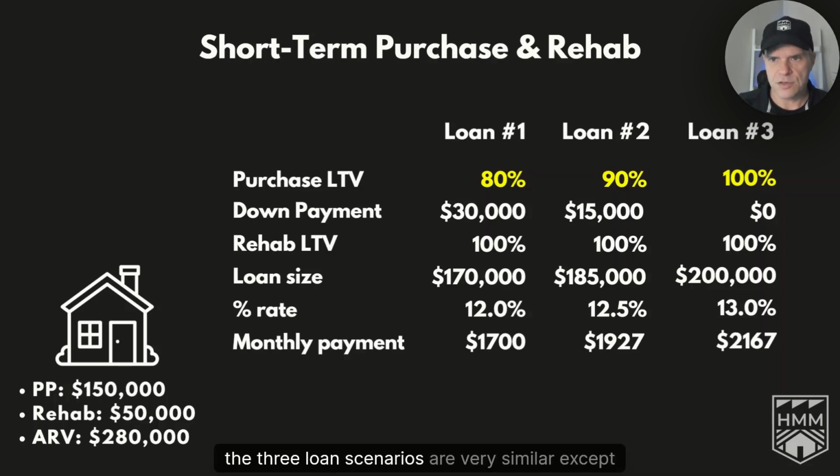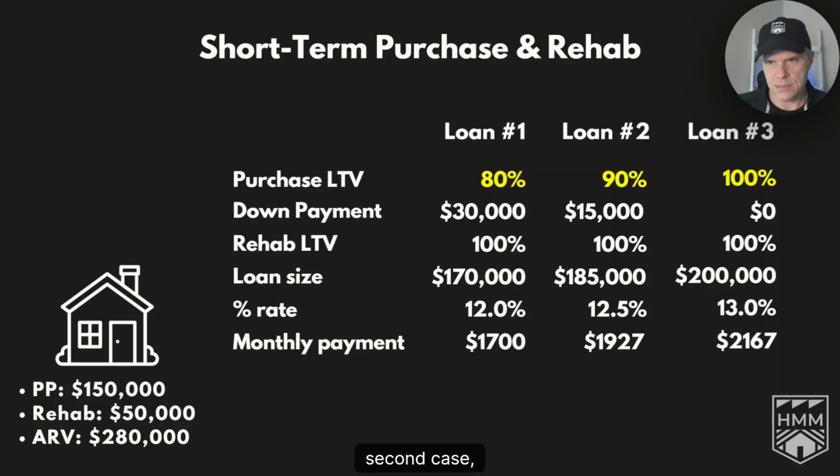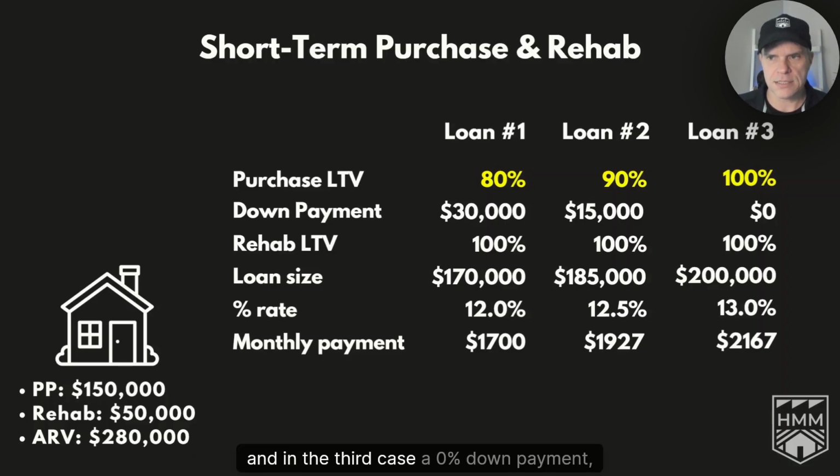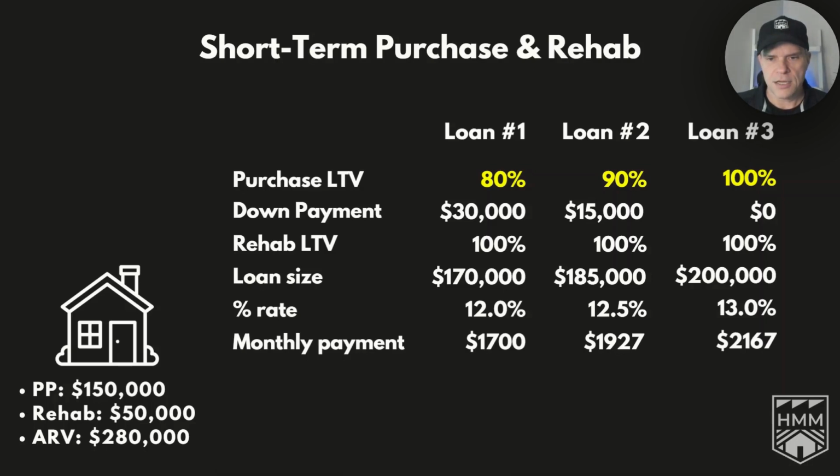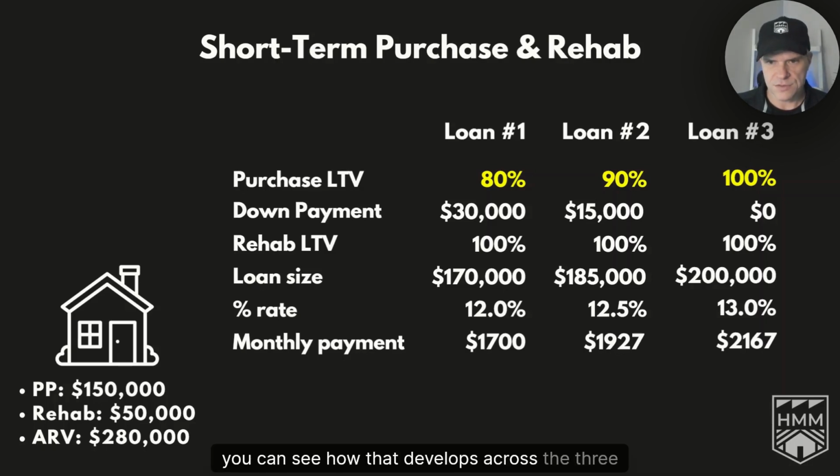The three loan scenarios are very similar, except for the purchase financing will vary between 80% to 100%. So in the first case, you have a 20% down payment, second case, 10% down payment, and in the third case, a 0% down payment, which is possible with some financing programs out there. This is, of course, going to change the down payment from $30,000 in the 80% financing case to zero in the 100% case. The loan size will be impacted accordingly on the $200,000 of cost. You can see how that develops across the three scenarios.